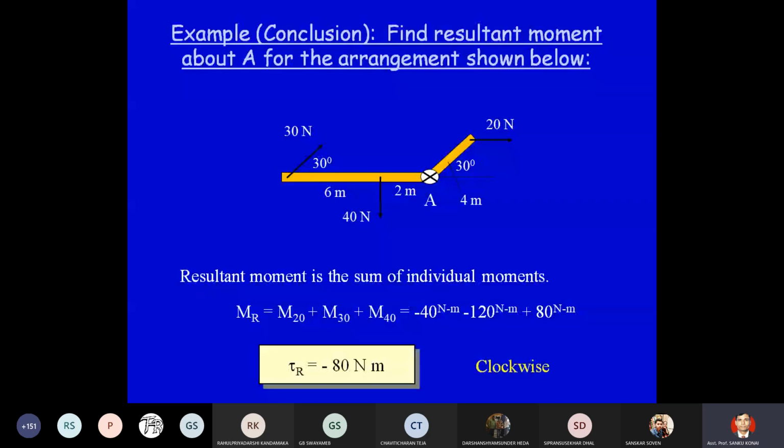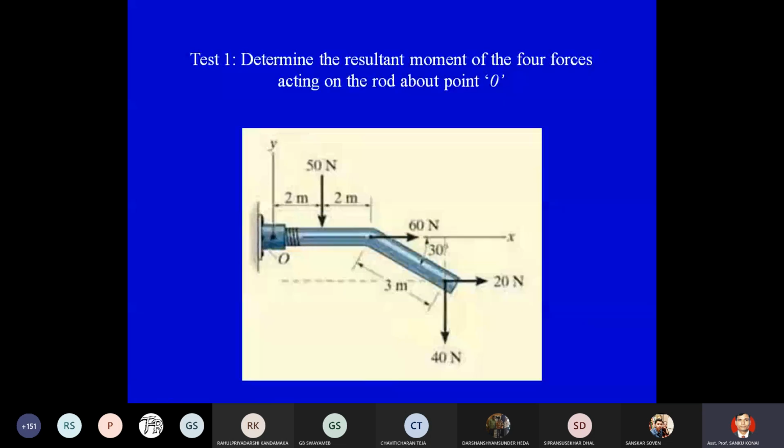Determine the resultant moment of the four forces acting on the rod about point O. Like you see in this figure, there are multiple forces acting on this particular object and you have to find the moment about this point O.